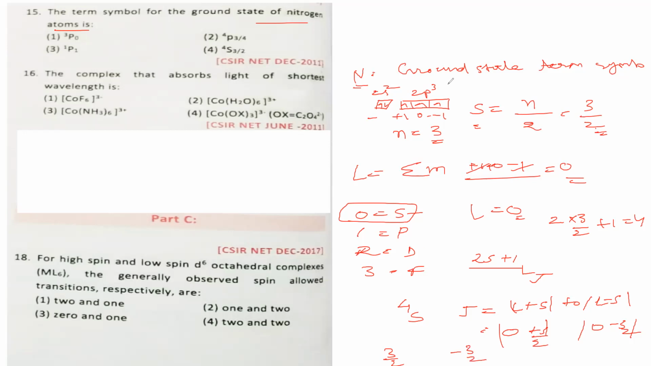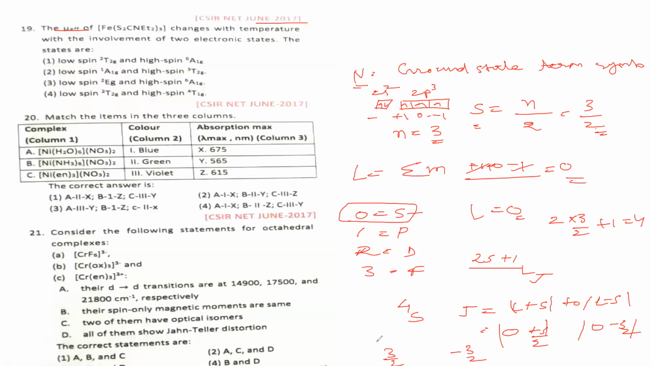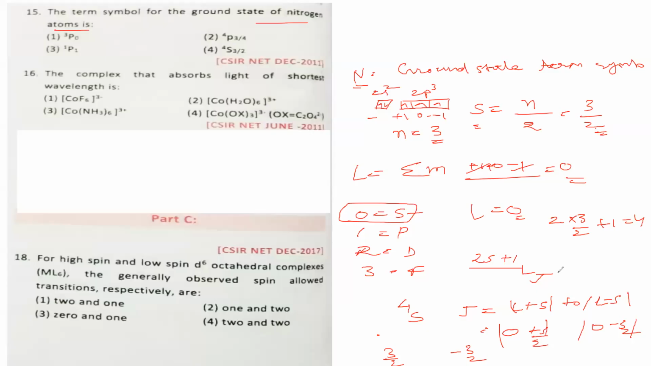Now we know that it is half filled, and for half filled or more than half filled, we have to take the maximum or highest J value. So the highest J value is 3 by 2. So we will write 4S 3 by 2. Now find this value in the options. It is 4S 3 by 2, so the fourth option is the right option.